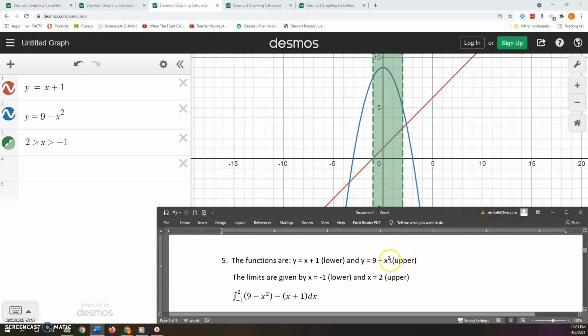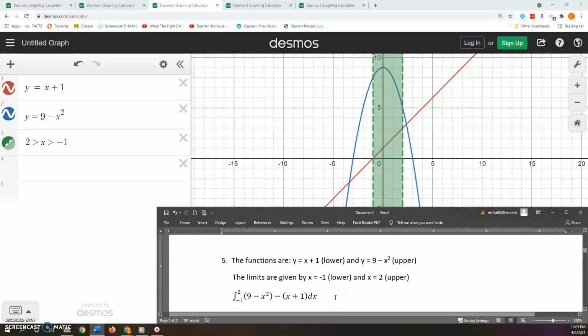So it's going to be (9 minus x squared) minus (x plus 1). Now, as far as your limits of integration, they gave us x equals negative 1 and x equals 2 to say that they wanted this green shaded area in between the graphs. Okay, so for this, we're going to use negative 1 as the lower bound and 2 as the upper bound, because they wanted it from negative 1 to 2 on your x values, and then it's blue minus red. So this is the integral you come up with.